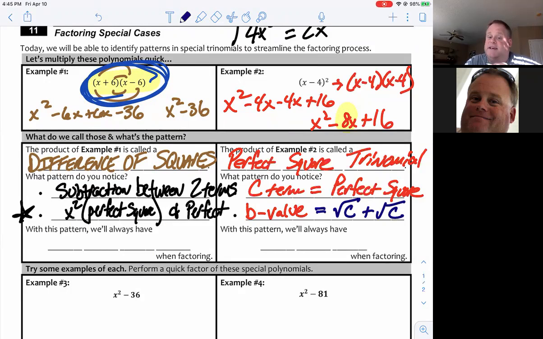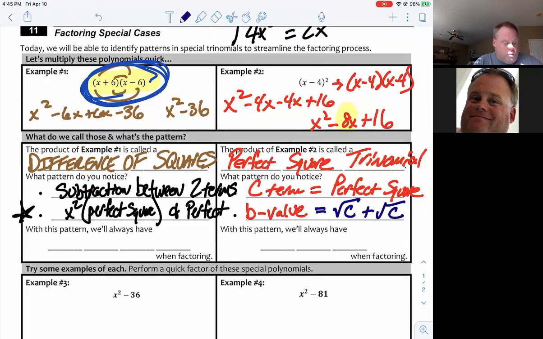The bottom line is this: if I take the square root of the C term and add those two numbers together, like the square root of 16 is 4, and I add it to the square root of 16, which is 4, if I add the 4 and the 4 together, that comes up with 8. This is why it's a perfect square trinomial.